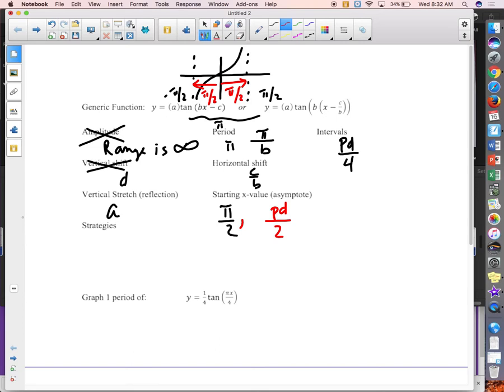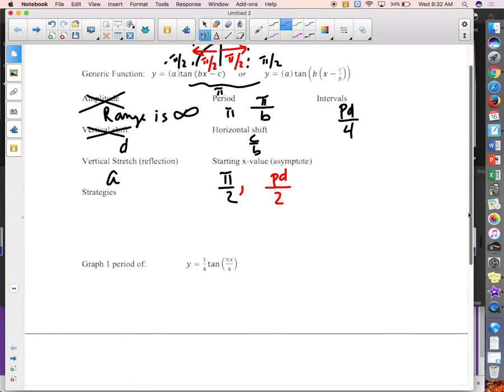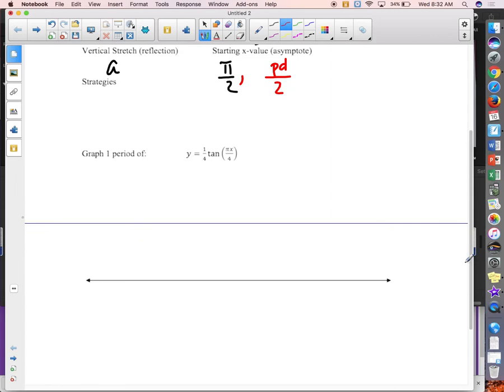Let's go and graph y equals 1/4 tangent of pi x over 4. Again, I'll take all the information that I had. The pi over 4 is going to be b, which means that my period is going to be pi divided by pi over 4. And when I do that math, I get it equal to 4. So my period length is going to be 4.